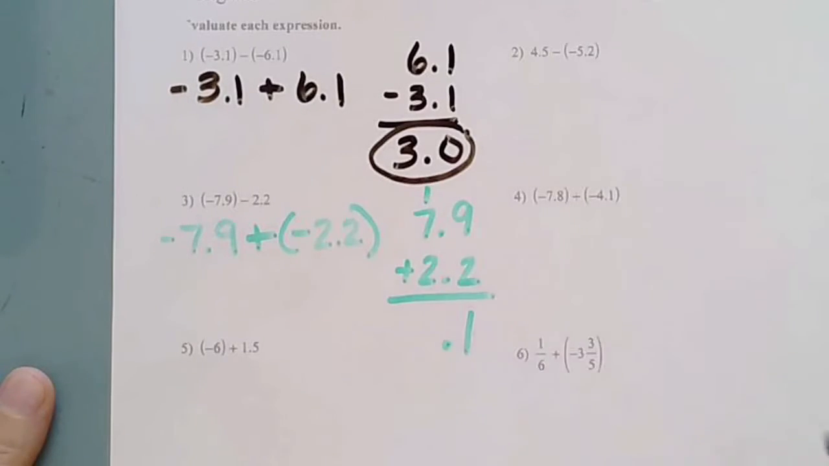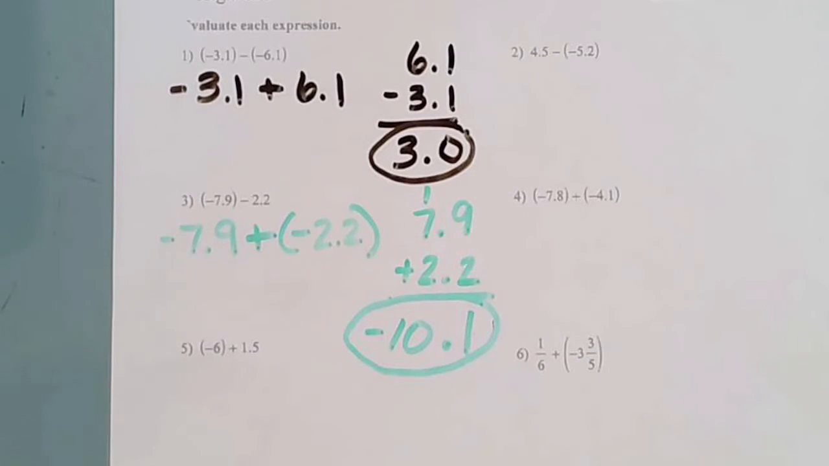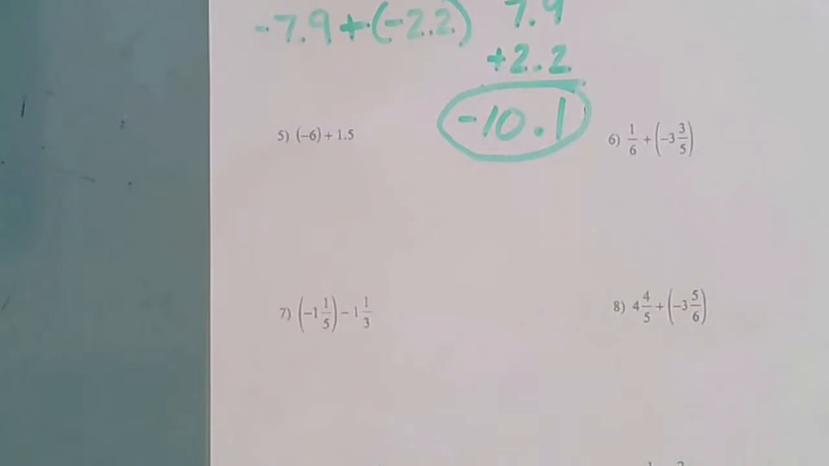1 plus 7 plus 2 is 10. And I have to remember, since both addends are negative, my answer is going to be negative. So it's negative 10 1/10. So that's number 3. Again, I'm doing the odd numbers in the video so that you can go back and do the evens yourself. So let's look at the next one.